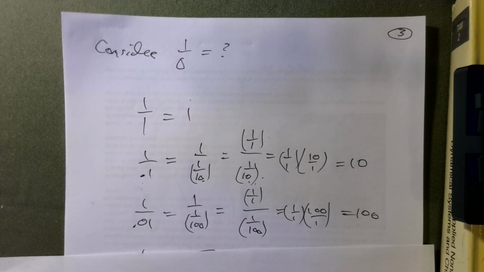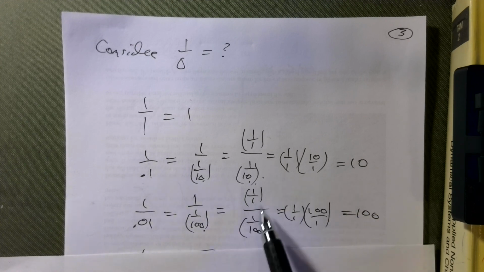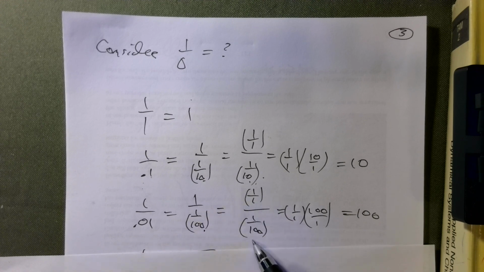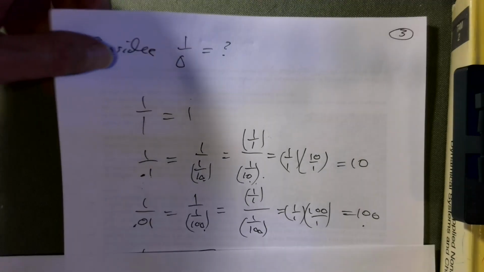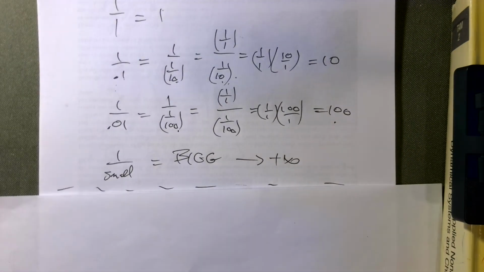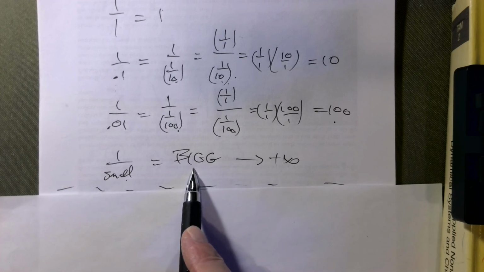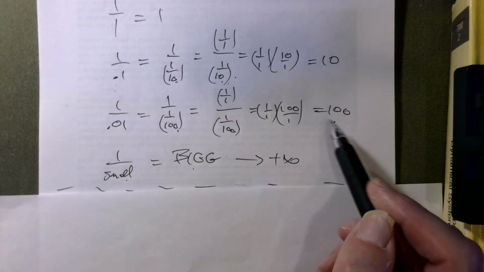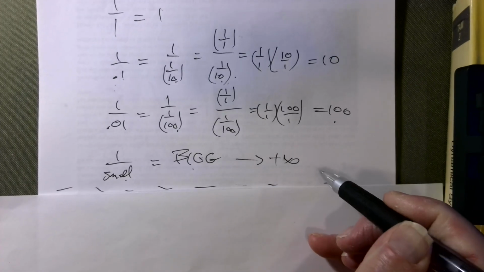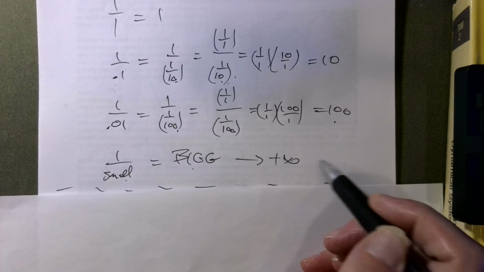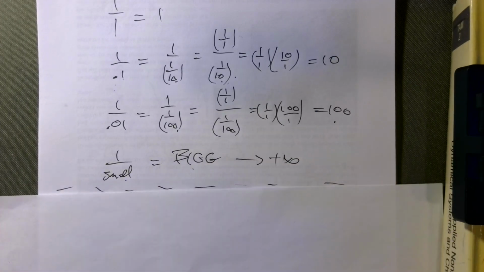Let's take a look at 1 over 0.01. That is 1 over 1/100th. Again, the 1 on the top is 1 over 1, and the bottom is 1 over 100. Then we invert and multiply, and you get 100. So the point of this is, if you take 1 over a very small number, you get a very big number. In fact, 10, 100, 1,000, 10,000, etc. Those numbers are diverging. They're going to infinity.